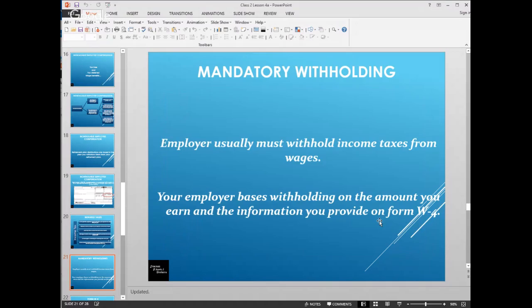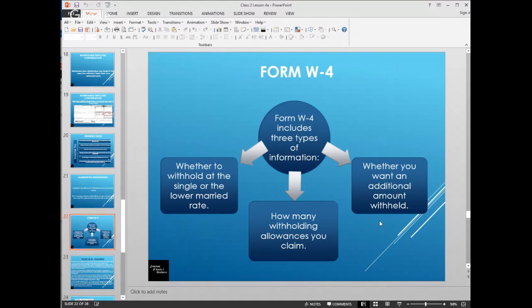The W-4 is a key piece of communication. If your refund is higher and you want more money back throughout the year, you can lower your exemption claims on your W-4 to put more money in each paycheck. Similarly, if you are paying a tax bill at the end of each tax cycle and you want to have more withheld from your paycheck, you can adjust that on your W-4. The W-4 includes 3 types of information: what your filing status is, whether you're single or married, how many allowances you can claim, and if you want any additional amount withheld.